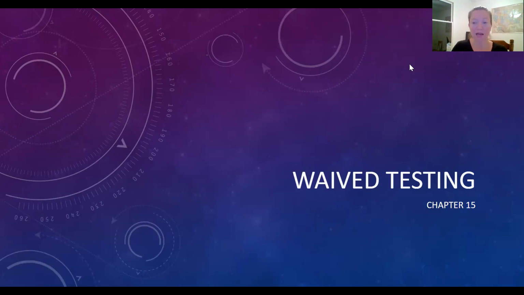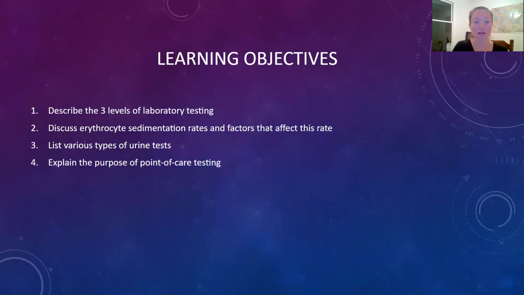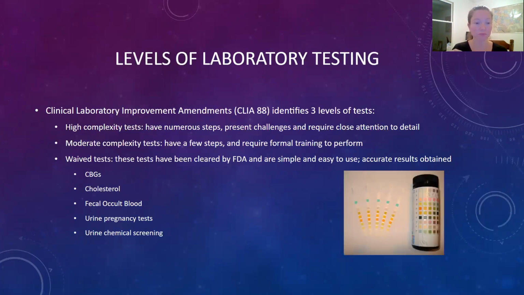But just so you know, with waived testing, sometimes as a phlebotomist, we're trained to do these waived tests. So, and I should have gone to my objective slide. We're going to talk, like I said, about those 3 levels of laboratory testing. We're going to talk about the erythrocyte sedimentation rate and factors that affect that, various types of urine tests that we might do that are waived, and point of care testing. Sorry, I meant to go forward in my slides.